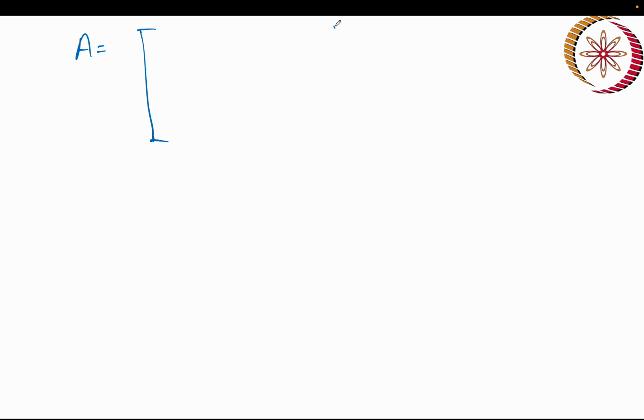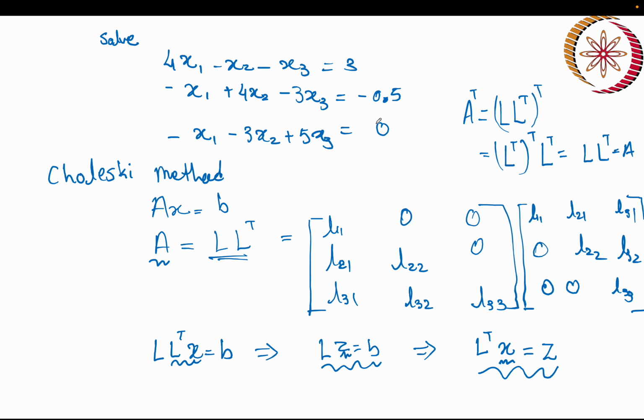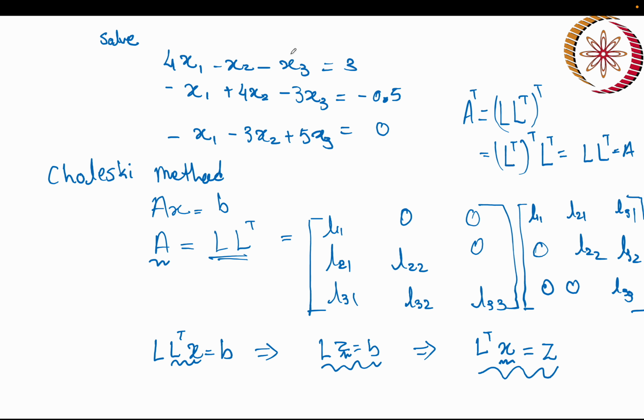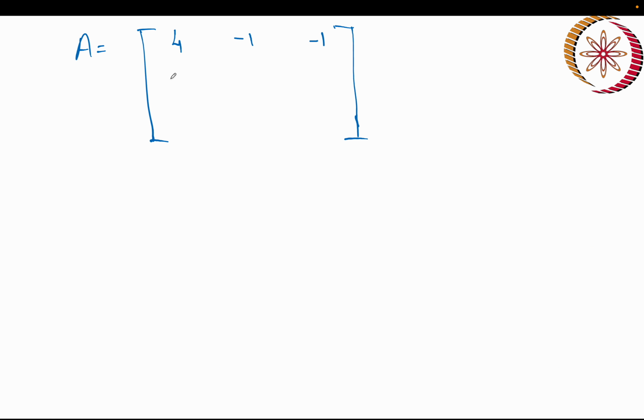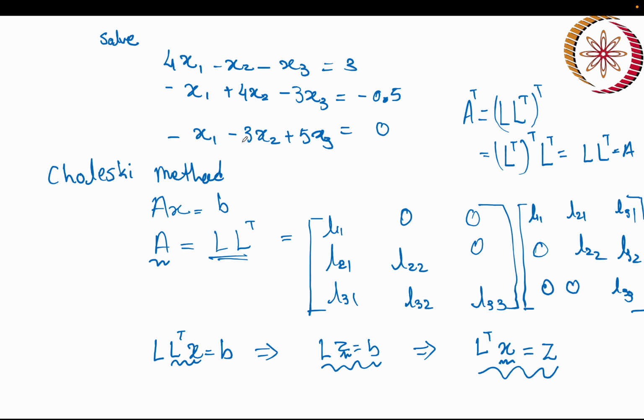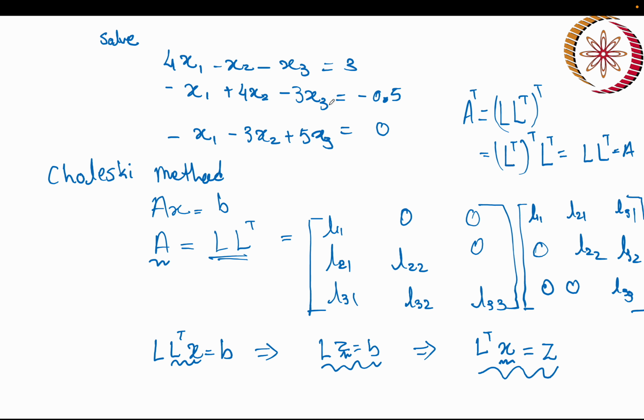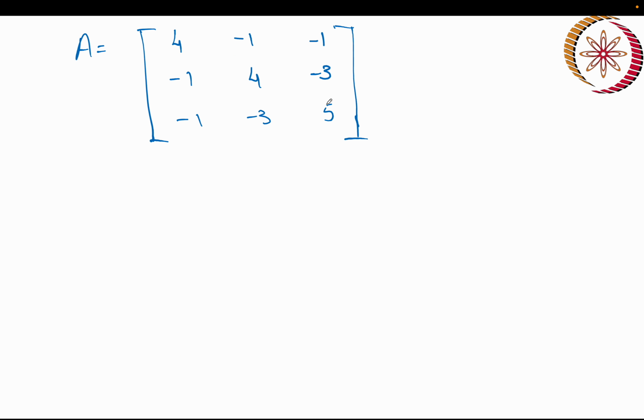A is the coefficient matrix. So 4, -1, -1. Next is -1, 4, -3, then -1, -3, 5. You can find the solution with another method, but specifically it is asked to use this method, so we'll go ahead with this.